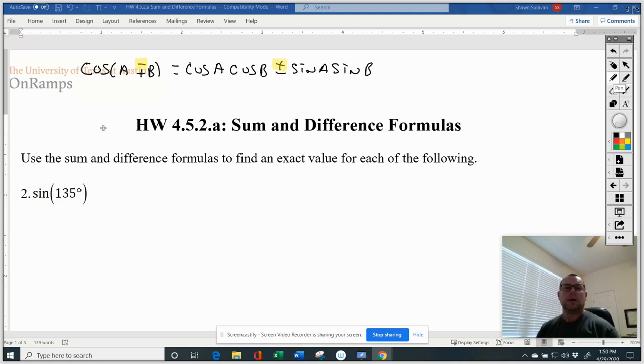Our second formula, and we derived, I think, cosine A plus B in class. And so our second formula is sine of A, plus or minus B, is equal to sine A cosine B plus or minus cosine A sine B. And so the difference with this formula is that our signs on the top are the same and the signs on the bottom are the same.